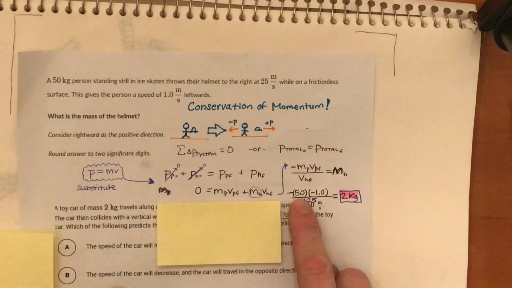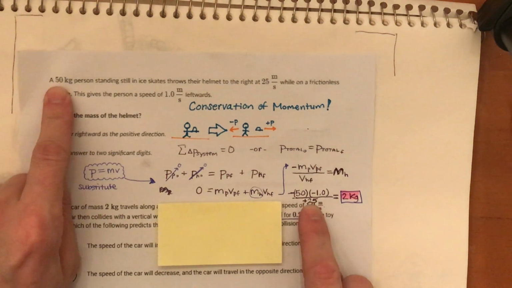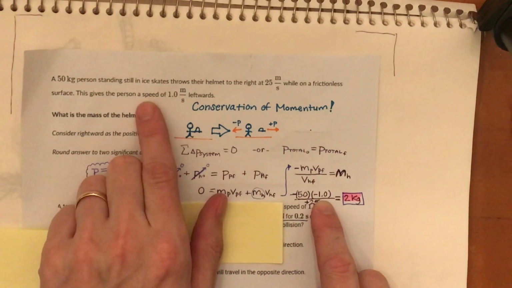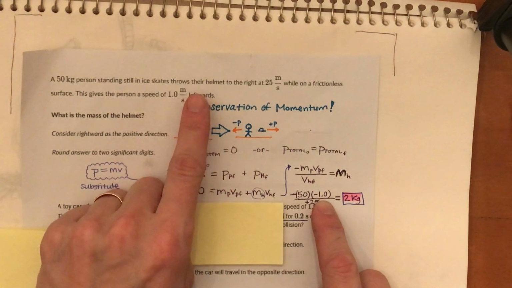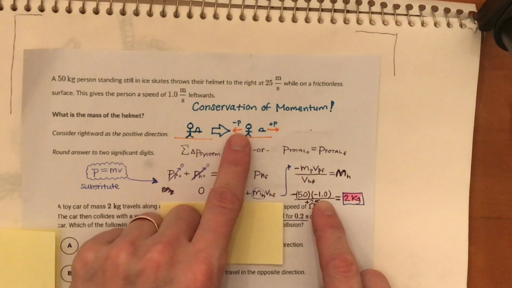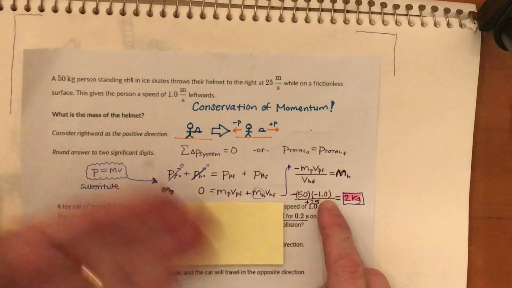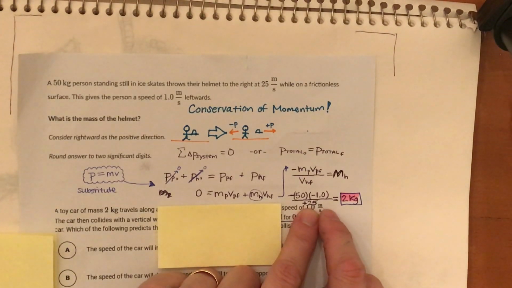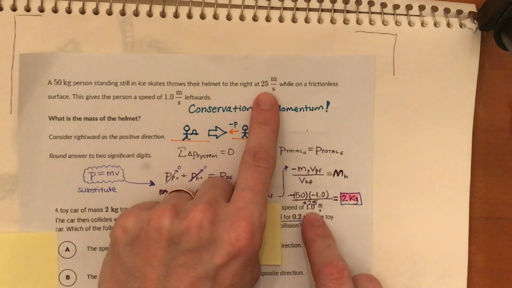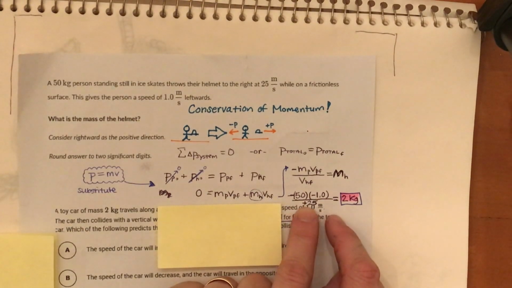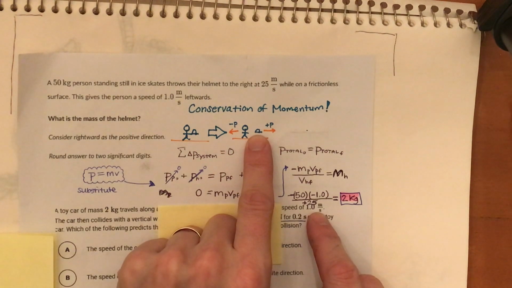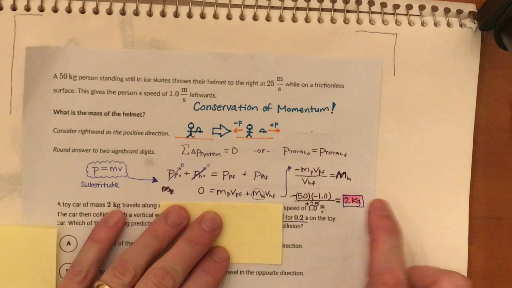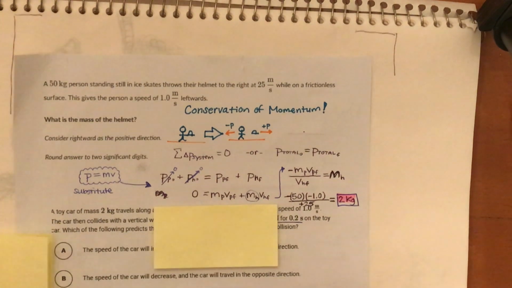And so when we plug these in, negative 50 is the person's mass, negative 1 meters per second. Keep in mind, it says speed, so speed doesn't have direction, but it says left. So remember that because it's left, it should be negative since we're saying right is positive. So that's where the negative sign came from. And then we're going to divide by 25 because that's the velocity that the helmet was thrown. And I made that a positive number because, again, the helmet was thrown to the right. So it's the opposite direction. So anyway, we do the calculation. We get 2 kilograms. That's the mass of the helmet.